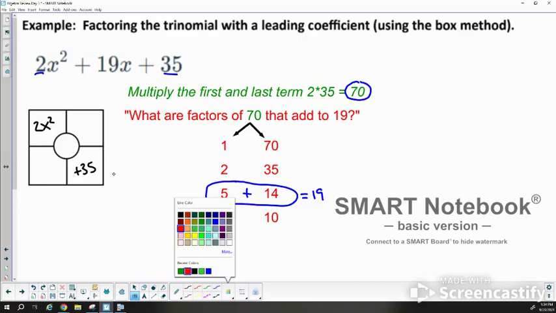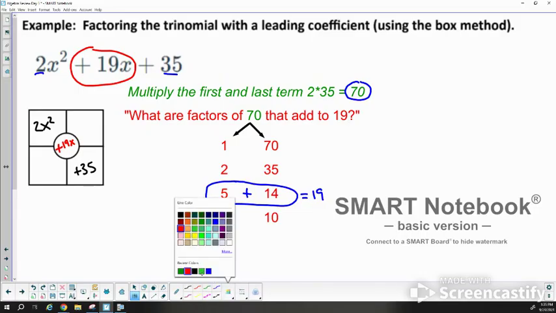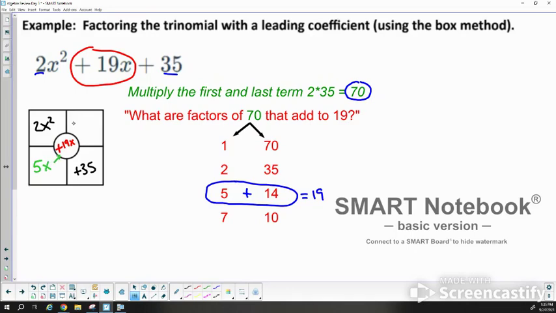And that middle term, I like to circle it, goes right there. And then you just found the factors. We were going to pull apart that 19x, and I say 5 of those x's are going to go on this side, and 14 of those x's are going to go here.